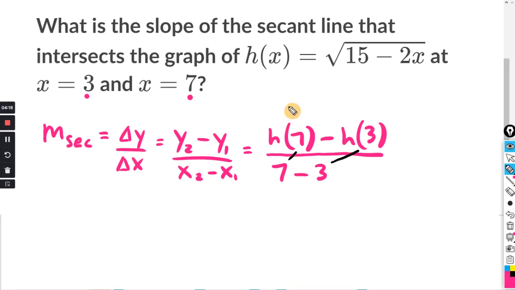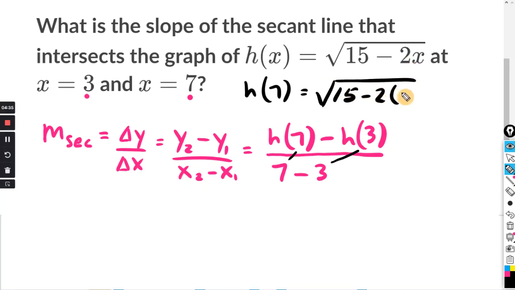All right, let's see. So off to the side, I'll do this h of 7. That means we're plugging in 7 right there. So it's going to be radical 15 minus 2 times 7. Okay, so that's going to be 15 minus 14. So that's just radical 1, and the square root of 1 is just 1.